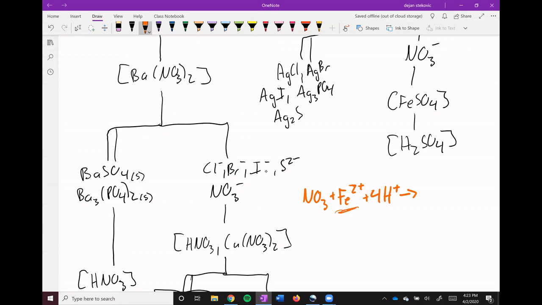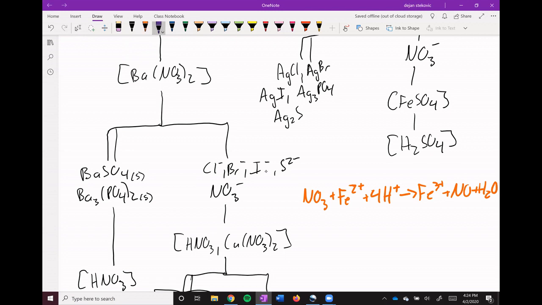So we've added some iron 2+ from the iron sulfate, and we've added some acid from the H2SO4. So what will happen is you'll get some iron 3+, some NO, and some water.